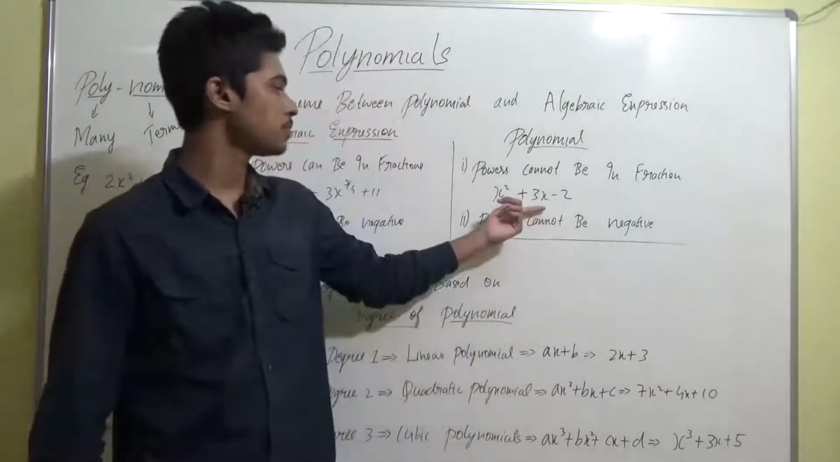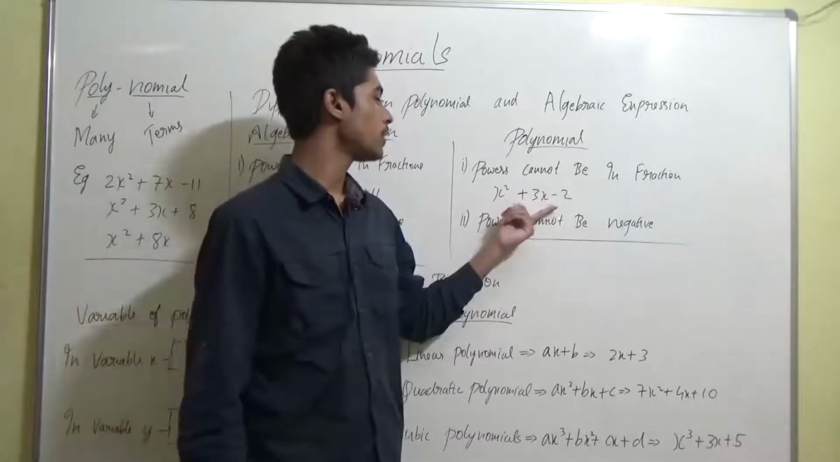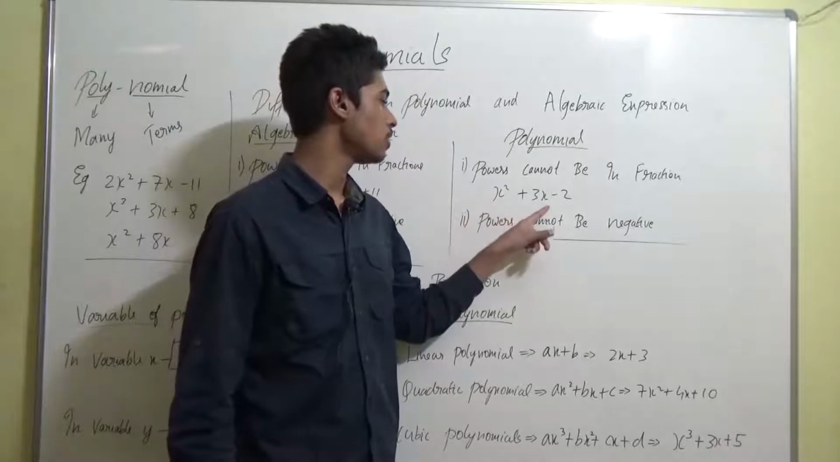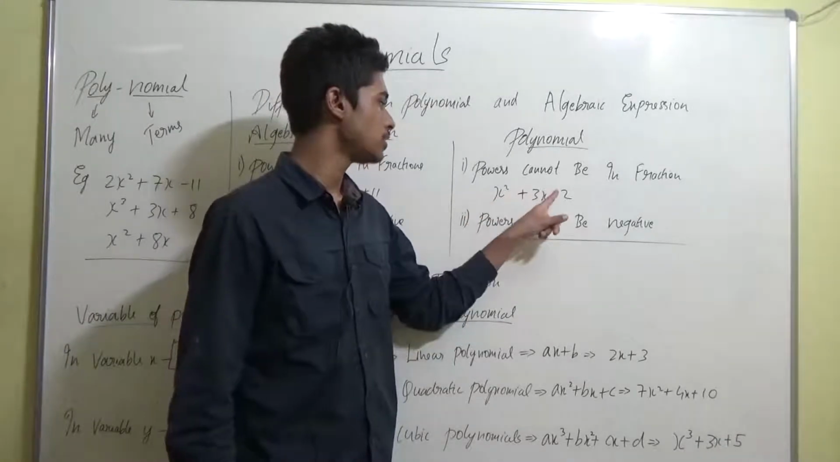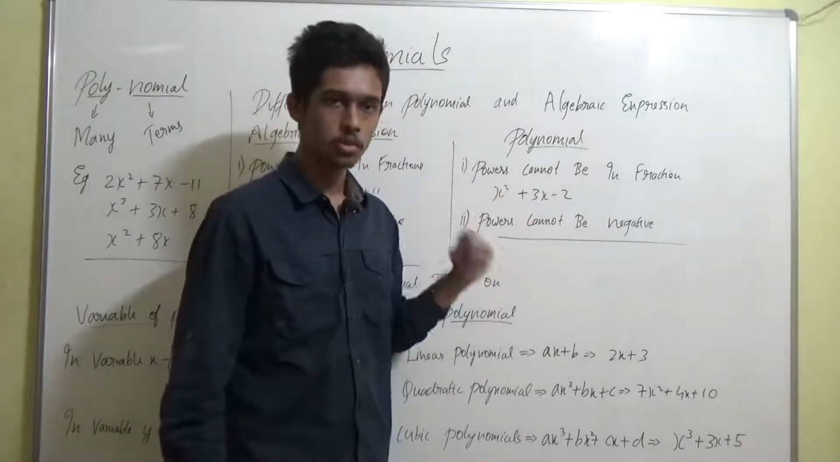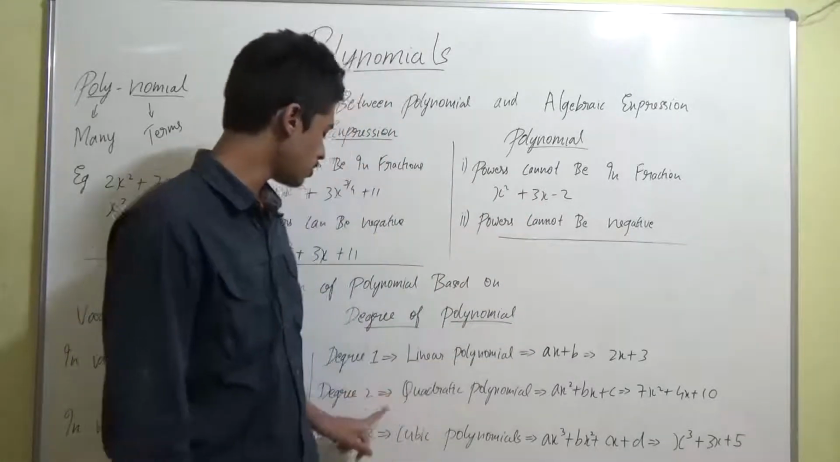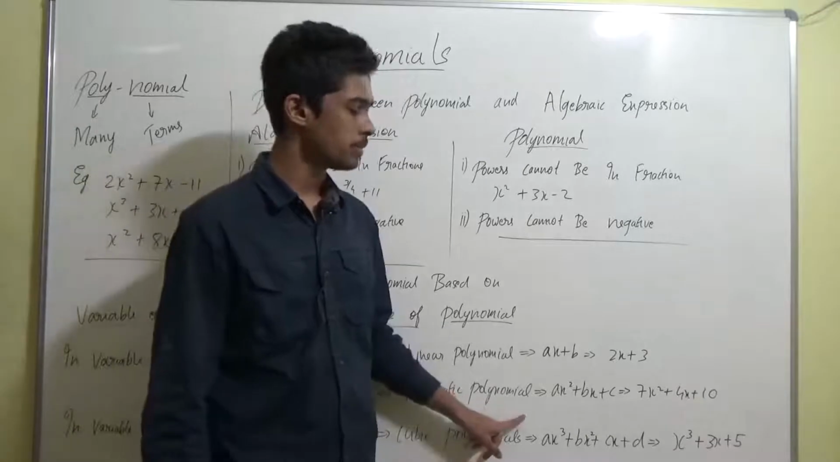For example, let's take this polynomial. Now, x square plus 3x minus 2 is the polynomial. The highest power present on the variable of this polynomial is 2. Here it's 1 and here it's 2. The highest power is 2. So the degree of this polynomial is 2. A 2 degree polynomial will be called a quadratic polynomial.